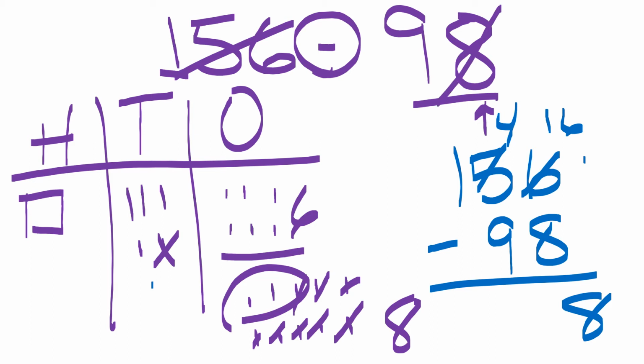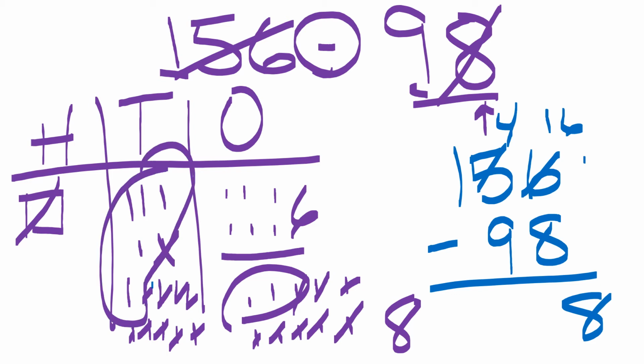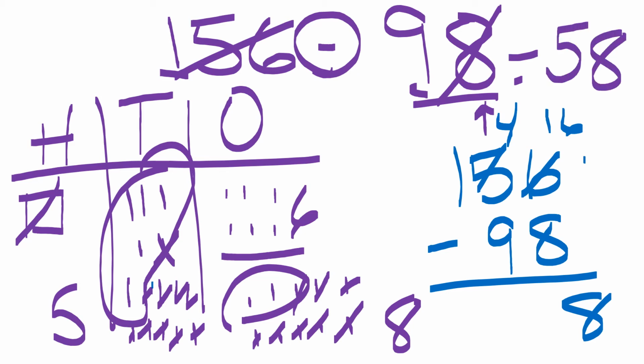So I've used my 8, and so I don't have enough tens here. So I'm going to break up my 100, and I'm going to put 10, 20, 30, 40, 50, 60, 70, 80, 90, and 100. So now I have enough that I can cross off, and I'm left here with my 3, 4, and 5. So my difference is 58.